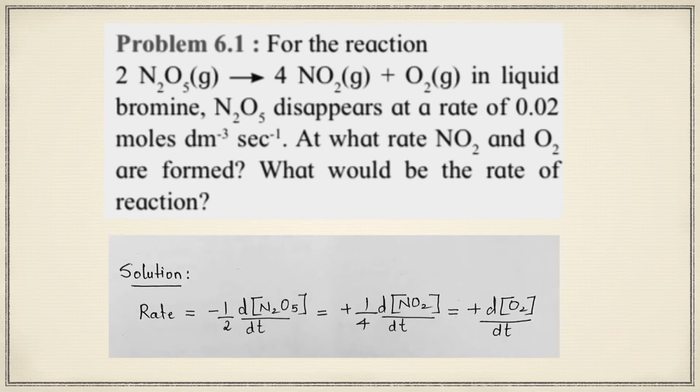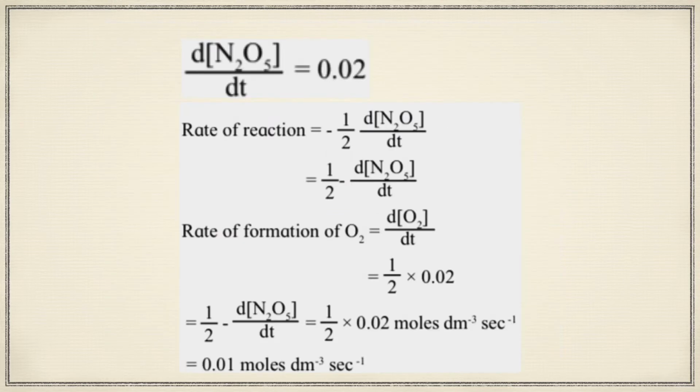By using this relation we can easily find out the rate of NO2 as well as the rate of oxygen which is formed. And the rate of the reaction can also be found in terms of N2O5. So before starting with the main thing, you have to understand that whenever a reaction is given, you have to write down this step. Okay, so once the relation is written, the next thing is we have to see what is given.